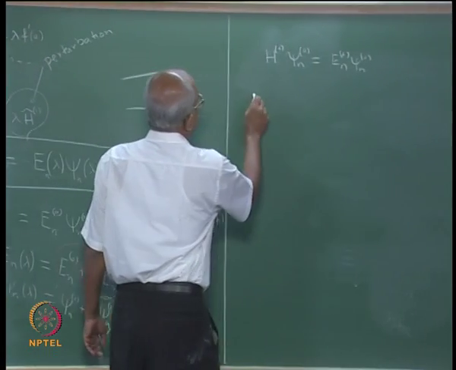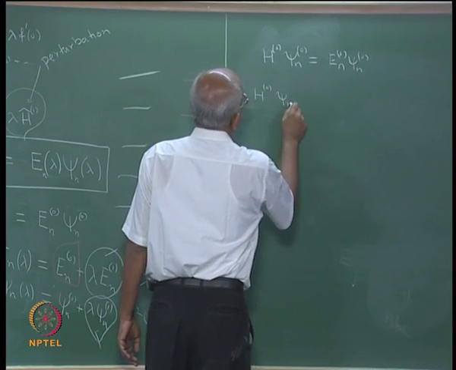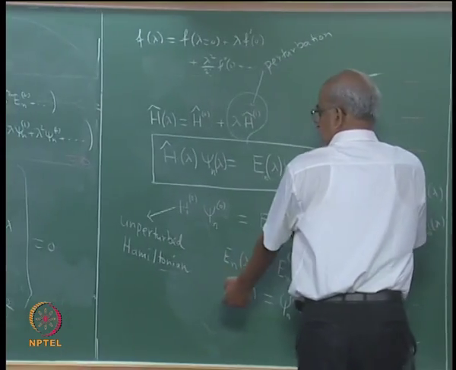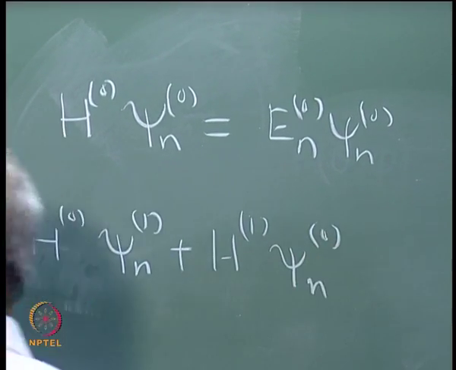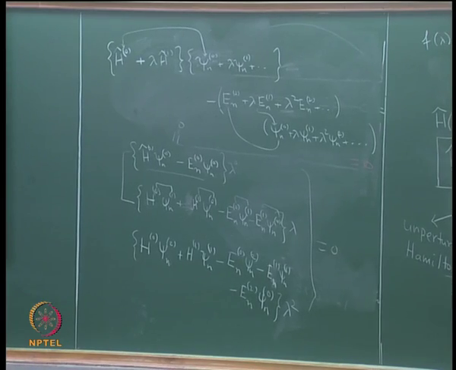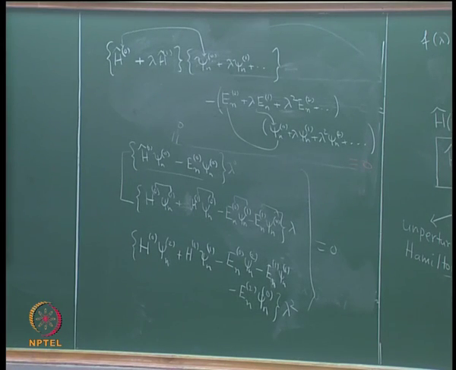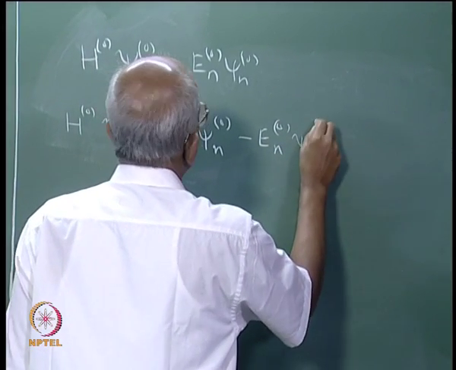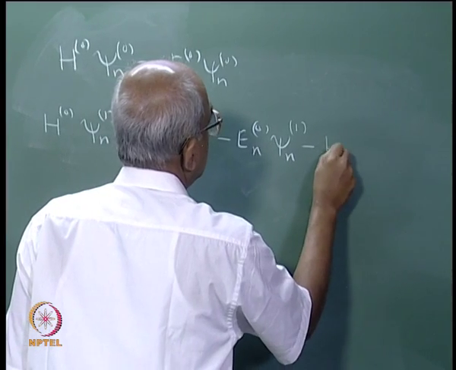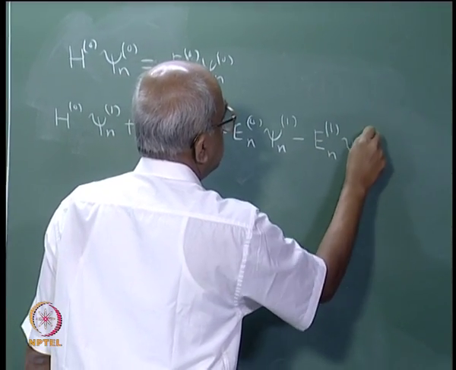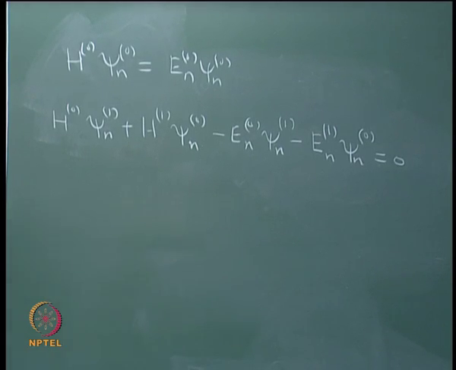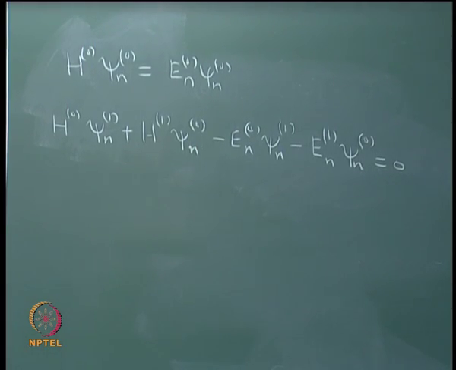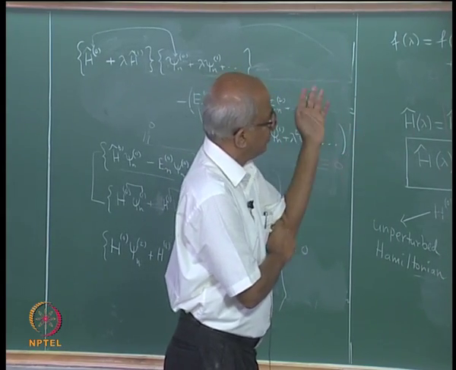What are you going to get? You are going to get H0 psi n 1 plus H1 psi n 0 minus E n 0, this is what the equation says. Right. I hope I have not made any mistakes on the superscripts.